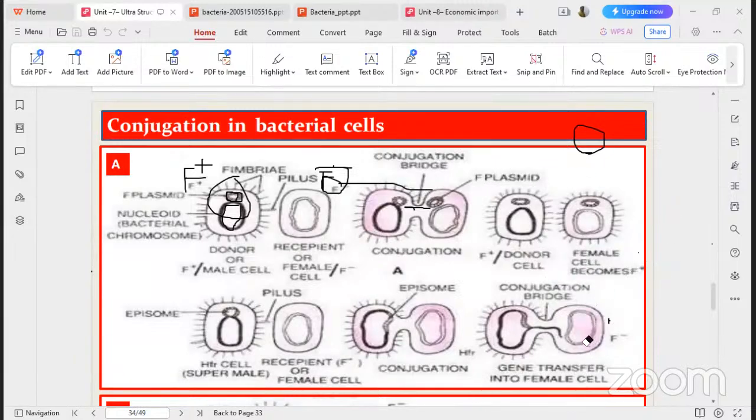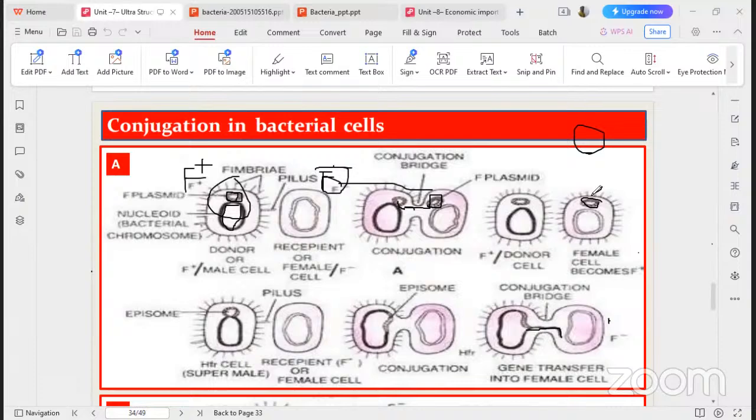You can see here what is happening. The transfer of the plasmid, the double helical plasmid, is going to F minus through the conjugation bridge from F plus to F minus, so that the genetic material is also present in the F minus, and it also becomes F plus. Now it is not F minus, because it also has the plasmid.